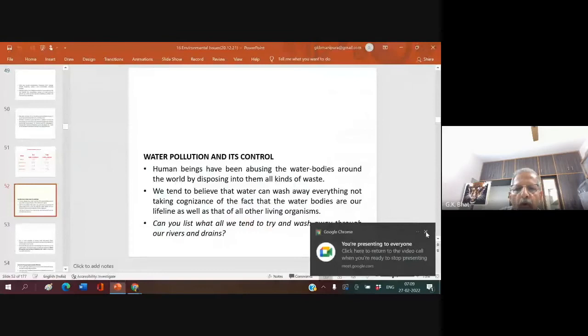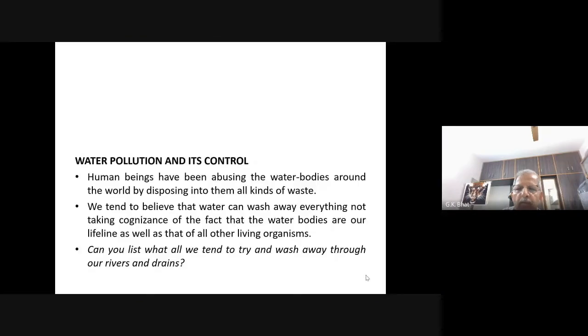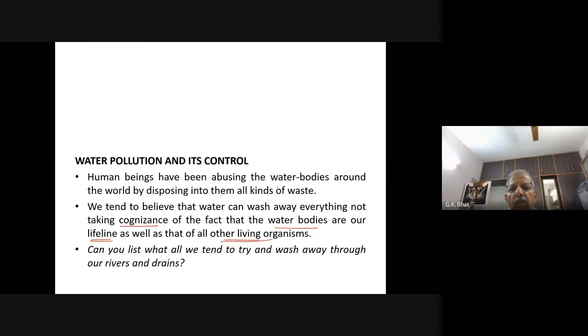Coming back here, I hope you are understanding my point. We tend to believe that water can wash away everything, not taking into consideration the fact that water bodies are our lifeline, as well as that of all other living organisms. If water is there, we have life. If there is no water, we are going to get affected so much. But we think that water is there for all purposes, for living or for disposing of waste.